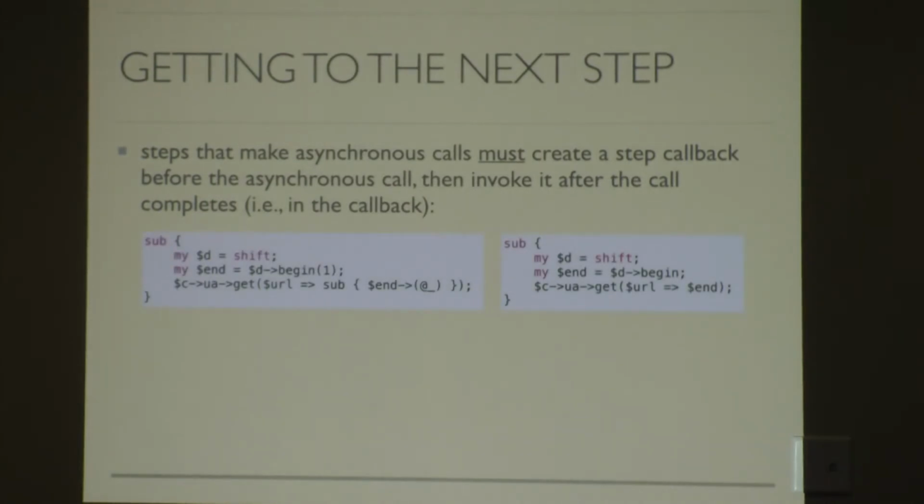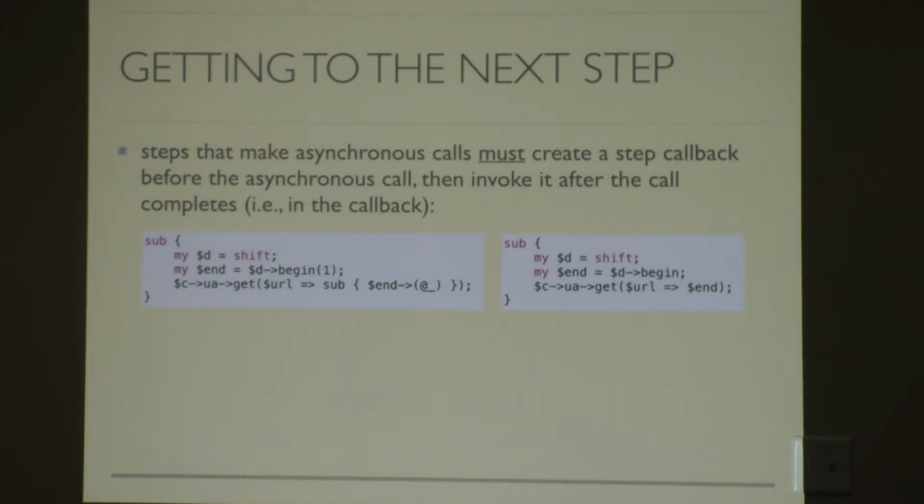Okay, so we're going to talk about getting from one step to the other. We've seen some examples of this. Steps that make asynchronous calls must create a step callback before the asynchronous call. And then it needs to invoke that when the non-blocking call completes.